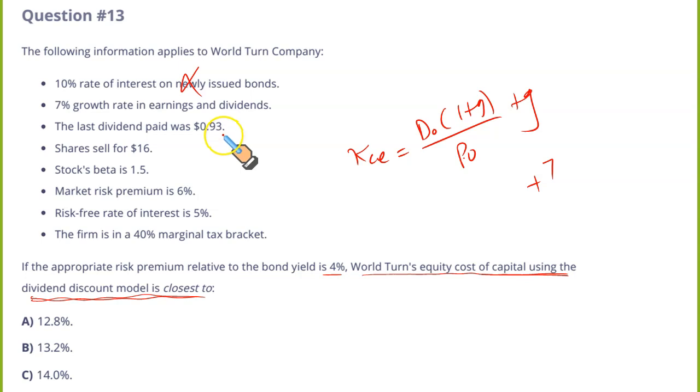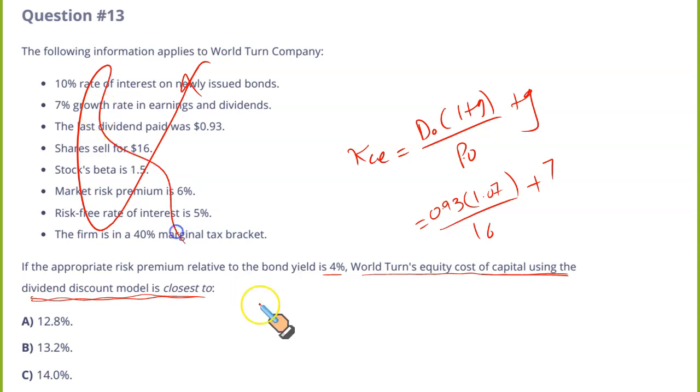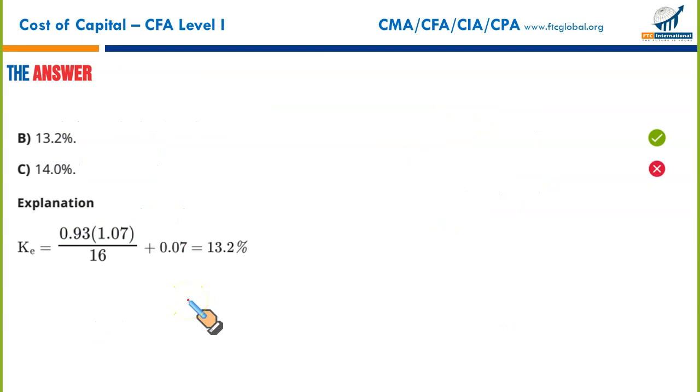The last dividend paid was 0.93, that was D naught. 0.93 to be increased by the growth rate. Current market price 16. Khalas, I need nothing else. Plug these numbers and get your result. 0.93 times 1.07 divided by 16, expressed in percentage. Add 7 to it, gives you 13.2. There we go. B. B it is.